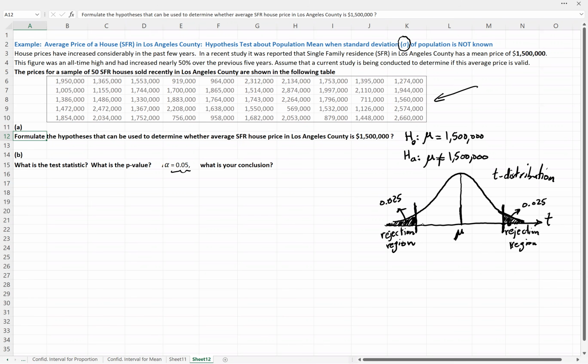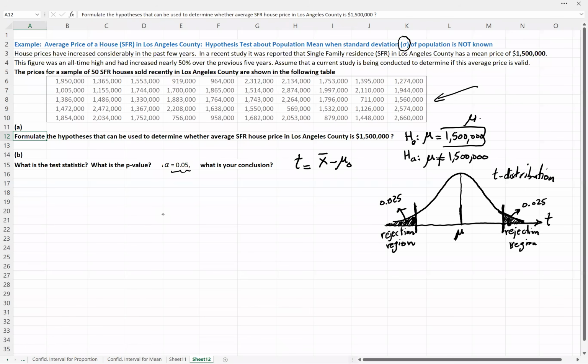Let's deal with the test statistic. So as I said, for the test statistic, we're going to use the t-value, and we know the t-value is simply the sample mean, the average price of the 50 houses provided in this sample, minus the hypothesized value of the population mean, which is $1.5 million.